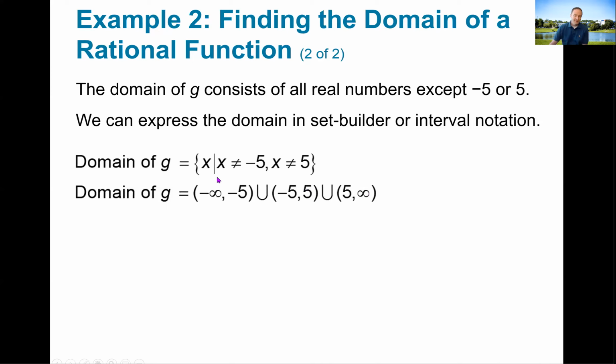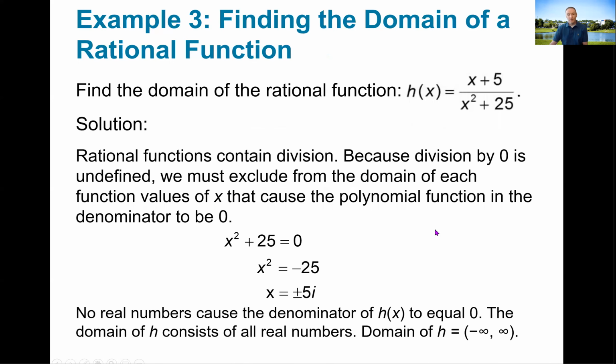You can also use set builder notation. That's inferior in my mind, but that's pretty simplistic. You can just say it's x such that x does not equal negative 5 and x does not equal 5. Now, one more example in which we're trying to find the domain of a rational function.